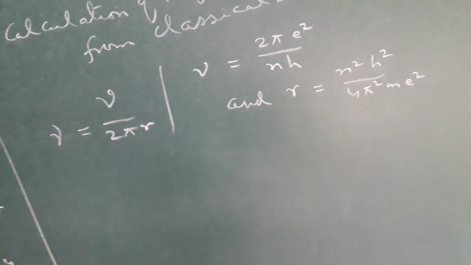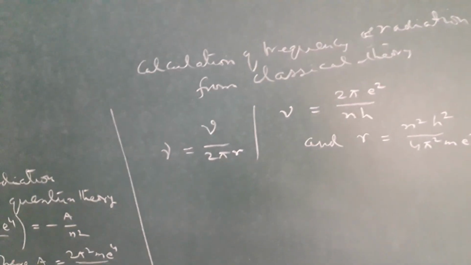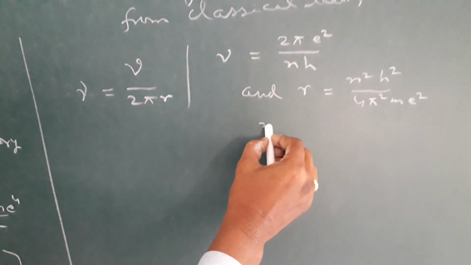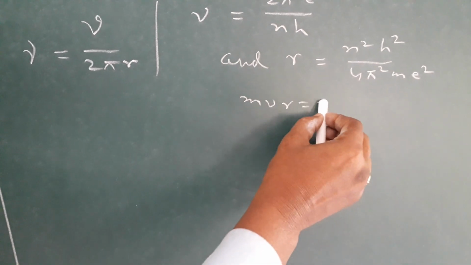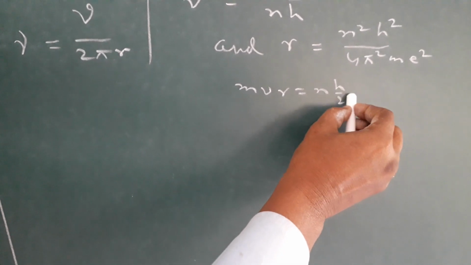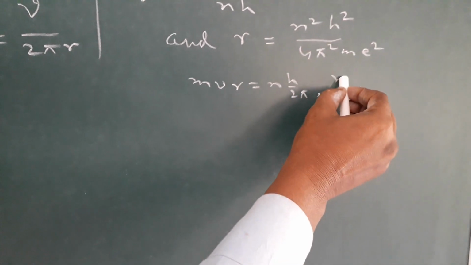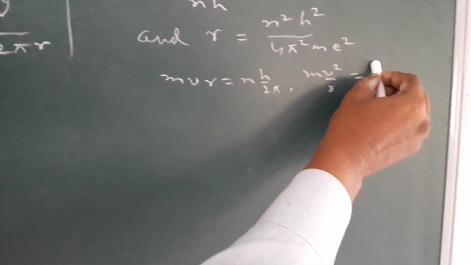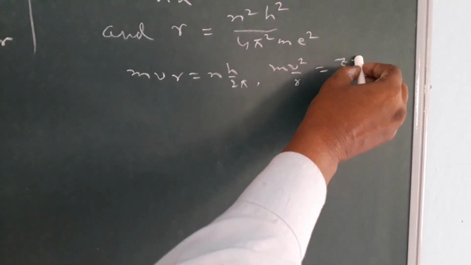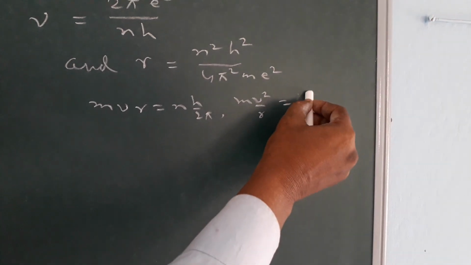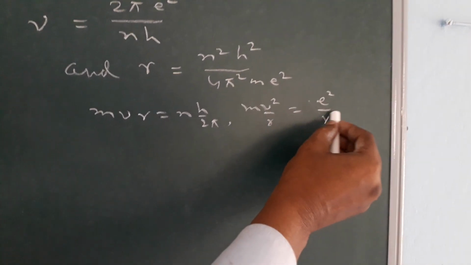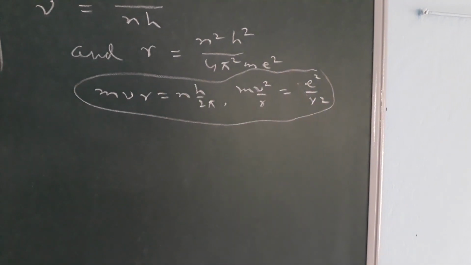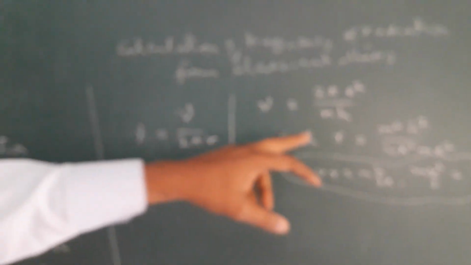These two are calculated for the hydrogen atom by using these two formulas: mvr equal to nh by 2 pi, and centrifugal force equal to the centripetal force, e square by r square. By using these two formulas, it is possible to calculate the value of v and r.